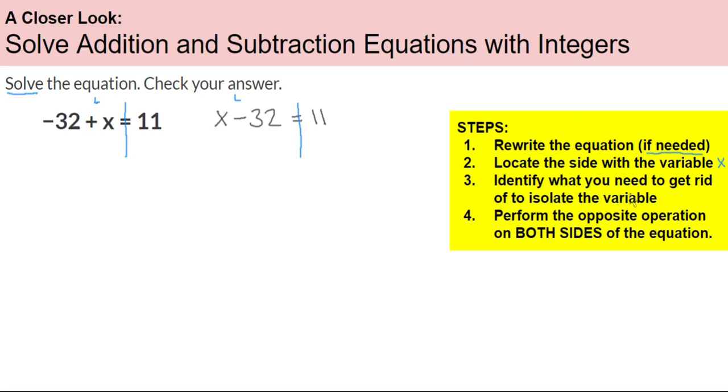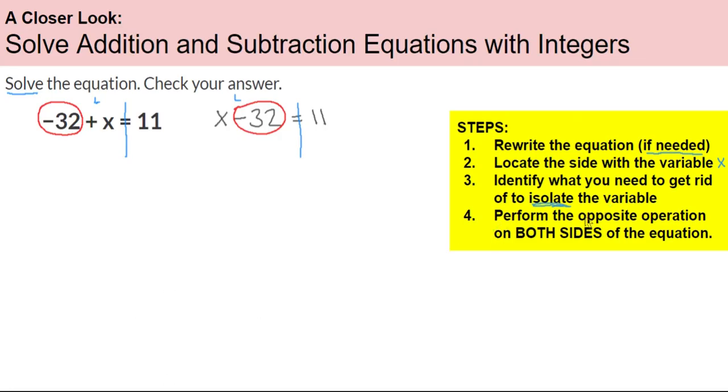Okay, so we figured that out. Step three, identify what you need to get rid of to isolate the variable. So this means we need to isolate the variable, so we need to get rid of everything on the same side of the variable. We want to get the variable by itself. So what do we need to get rid of? We need to get rid of the -32, to get x by itself. So how do we do that?